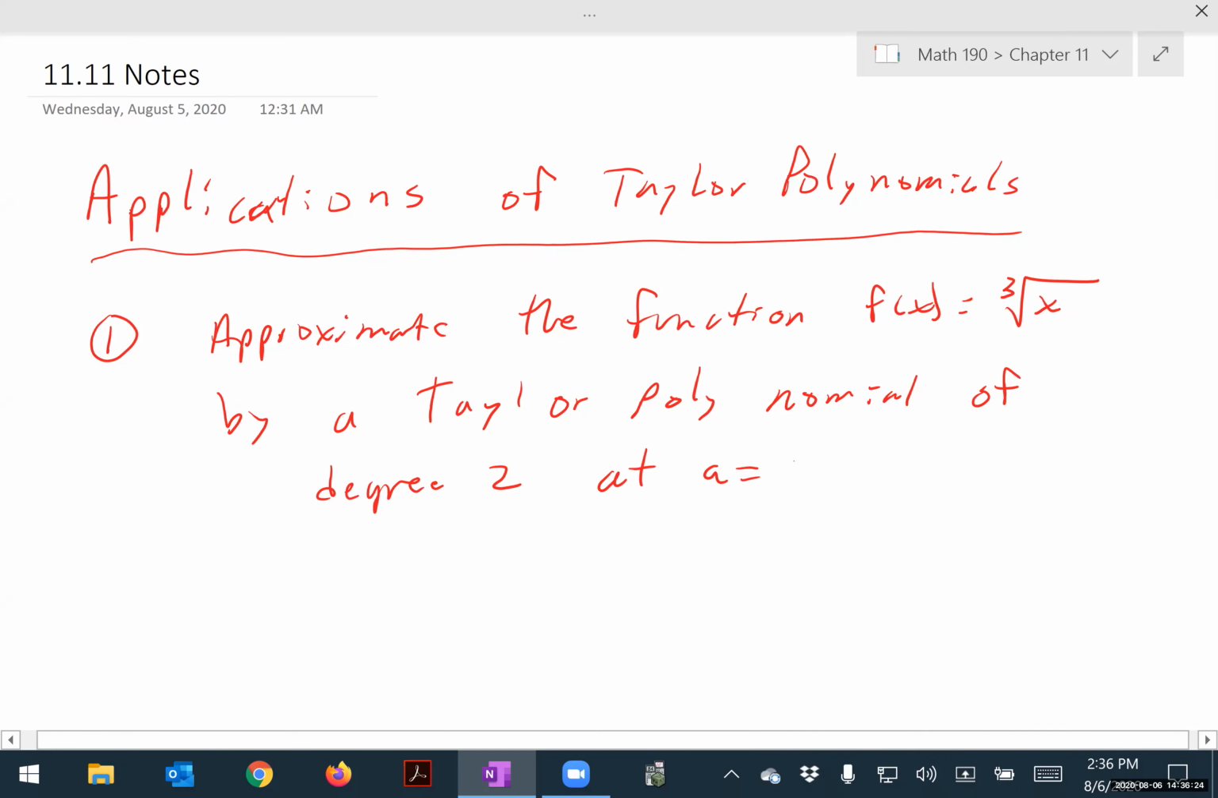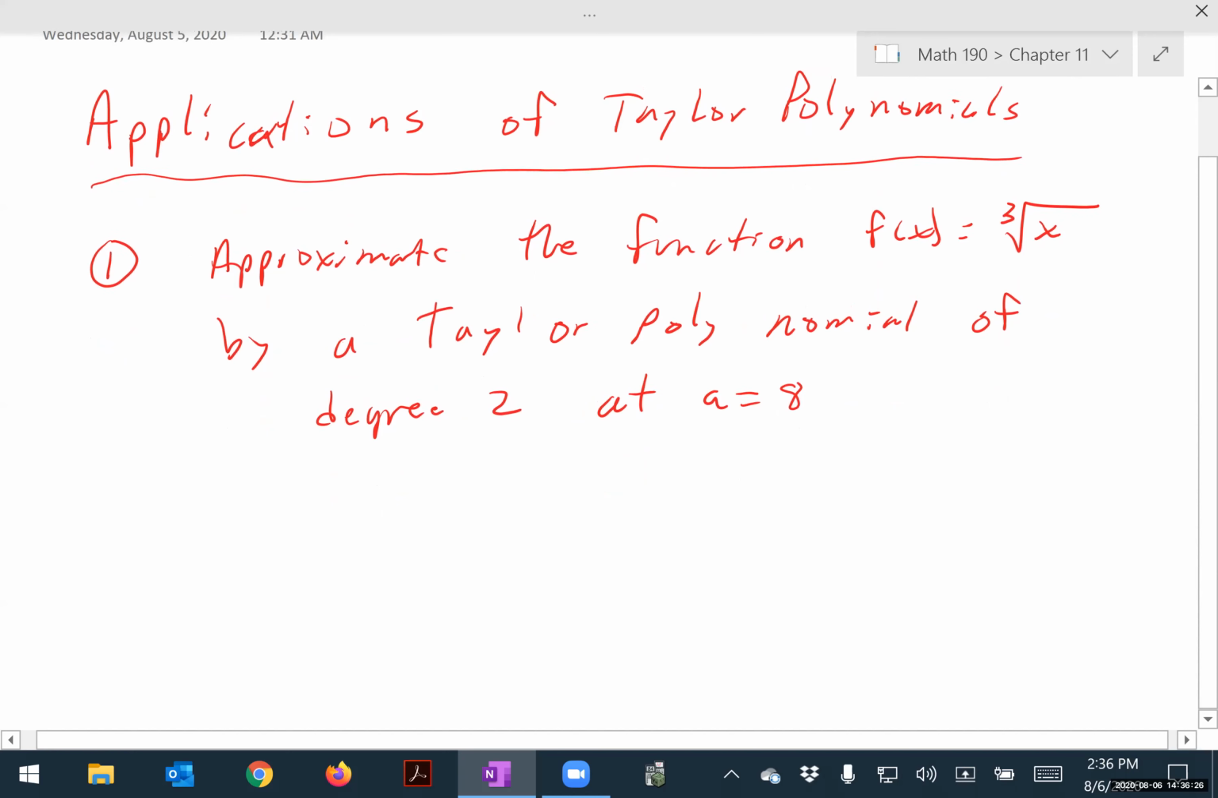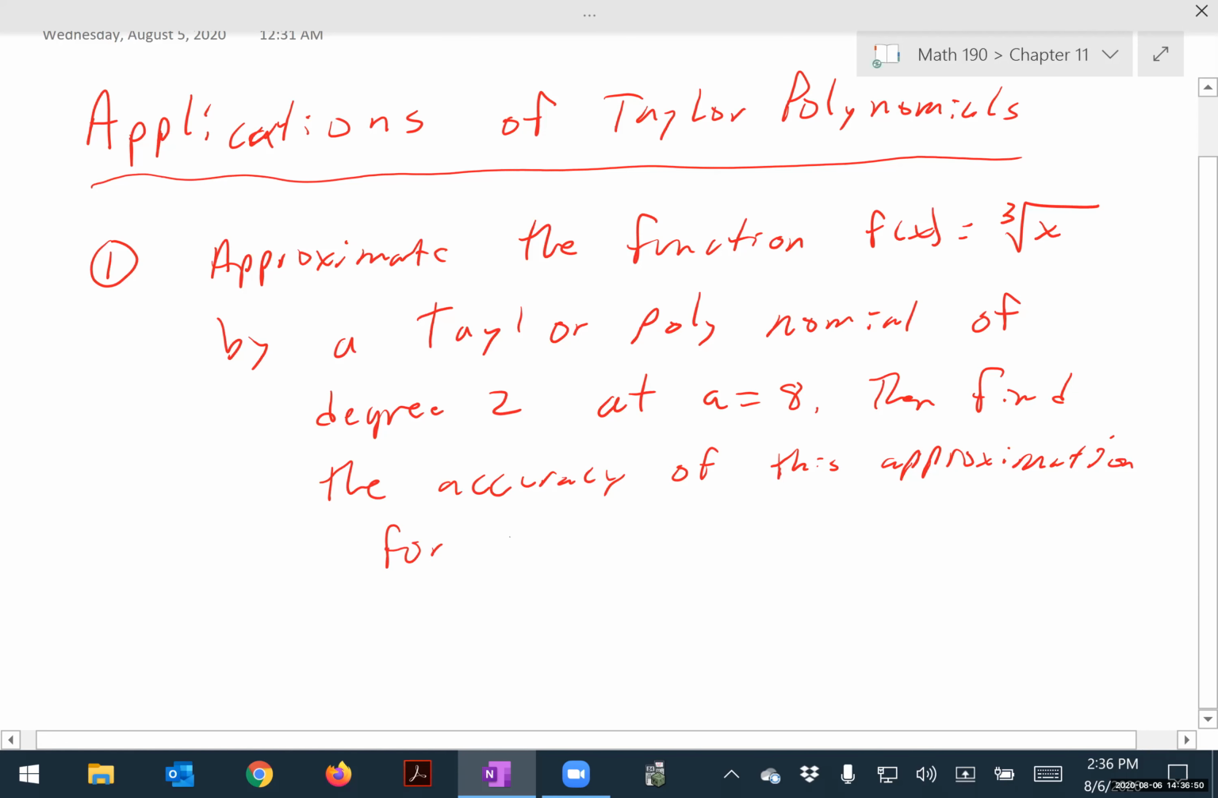And then find the accuracy of this approximation for x between 7 and 9. So what's our radius of convergence? Our radius of convergence here is going to be 1.